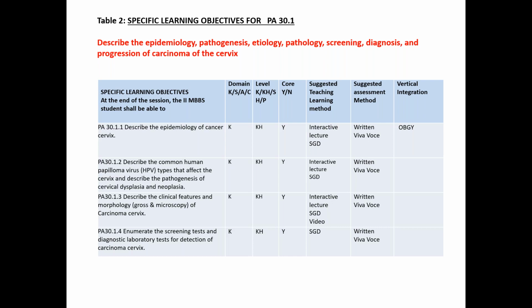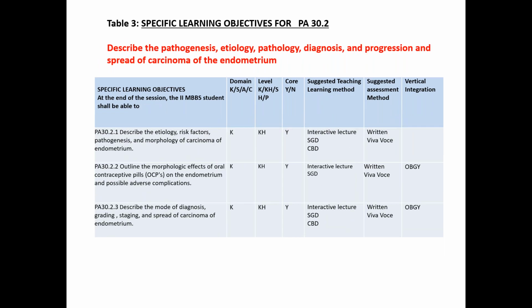Shall I proceed? Yeah, proceed. The second competency, describe pathogenesis, etiology, pathology, diagnosis, and progression of carcinoma of endometrium. Now, our first SLO here is describe the etiology, risk factors, pathogenesis, and morphology of carcinoma endometrium. This could be an interactive lecture and also a very good case-based discussion it can be. Then the next SLO is outline the morphologic effects of oral contraceptive pills on the endometrium and possible adverse complications.